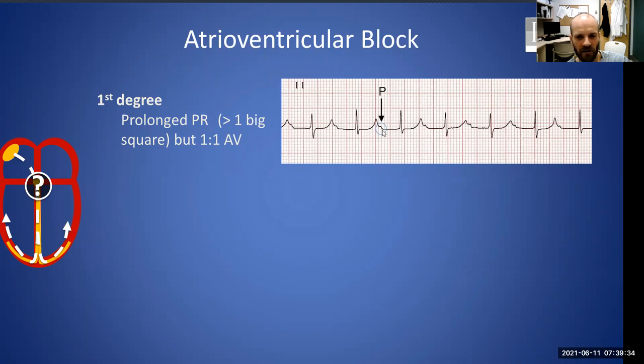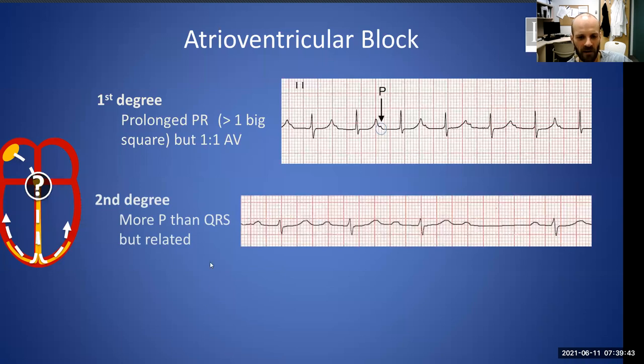And this is why we measure our intervals. This is what a prolonged PR interval represents. It represents a diseased AV node. If things get worse than this, we could have a second degree AV block. Some of the electricity is still getting through.